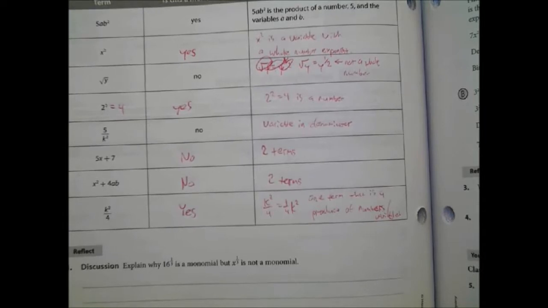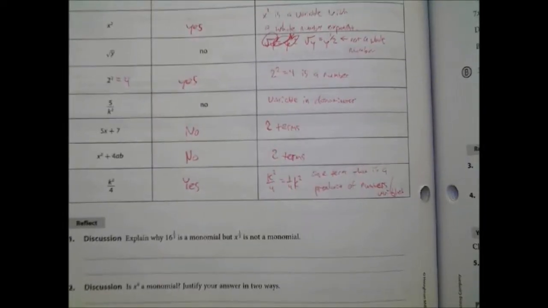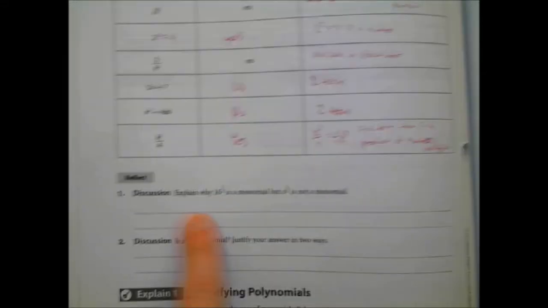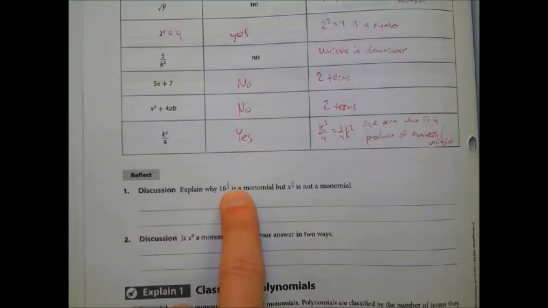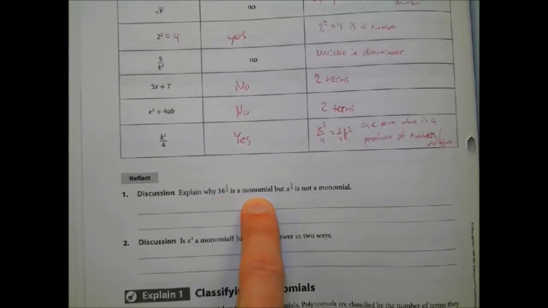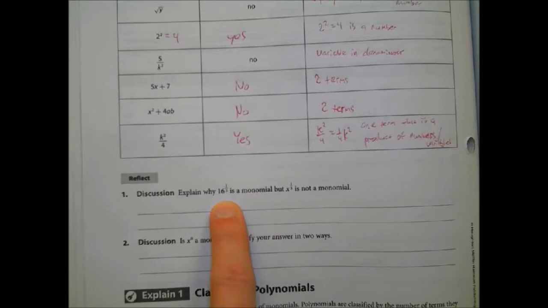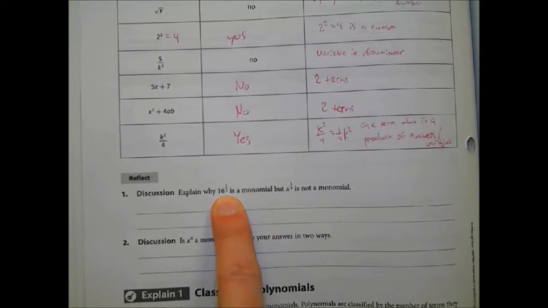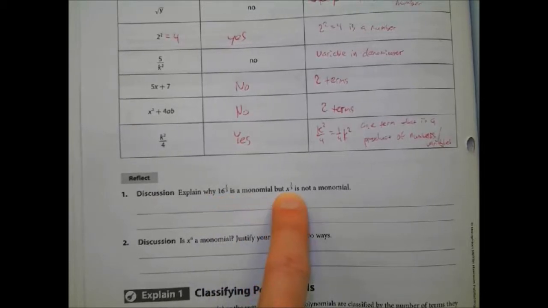Now, here's something I do want to point out here. 16 to the 1/3, this is the next part here in the discussion. And this is an important distinction I want to make here. 16 to the 1/3 power, that is a monomial. And you might be like, but Mr. Widmeyer, that exponent's not a whole number. It's 1/3, that's a fraction, not a whole number. Okay, 16 to the 1/3, though, it is a monomial. But x to the 1/3 is not a monomial.